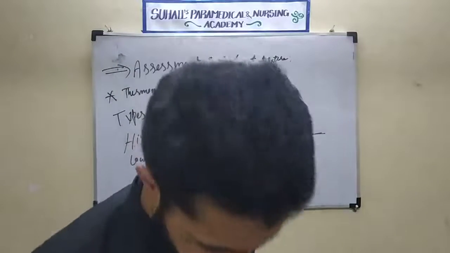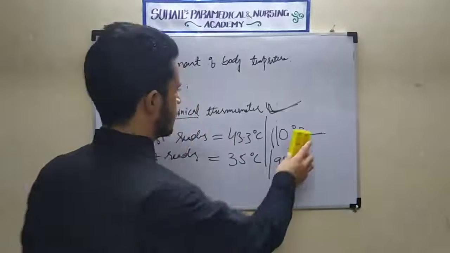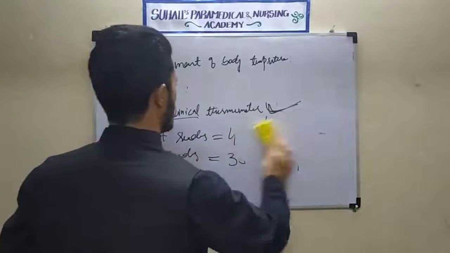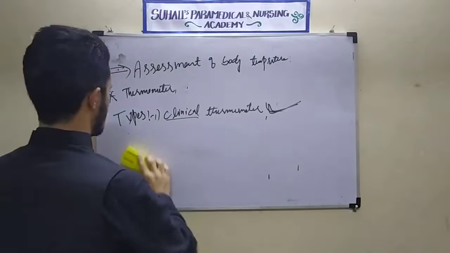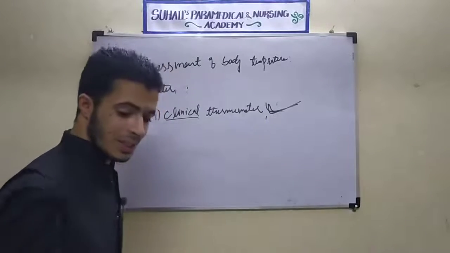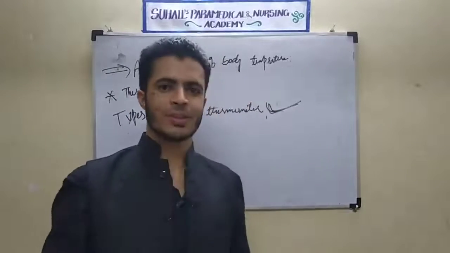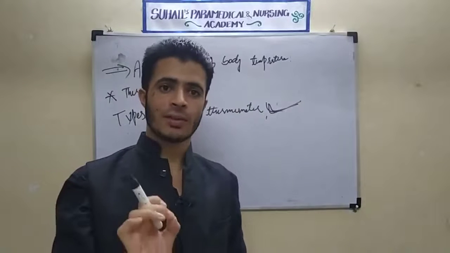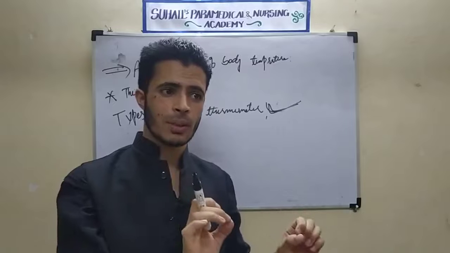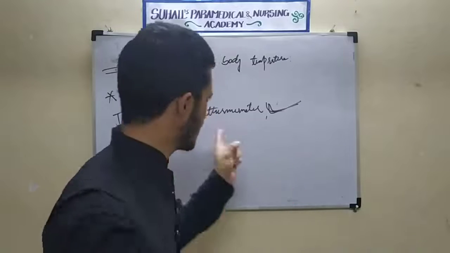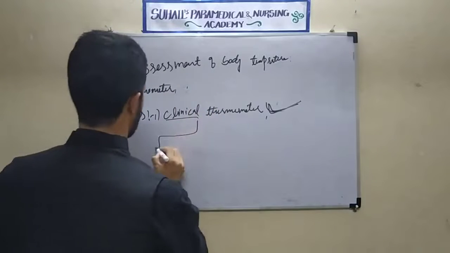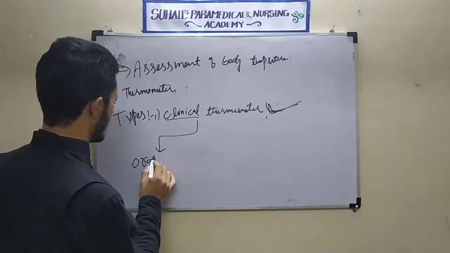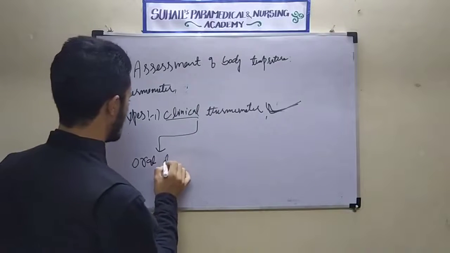Now I am going to explain the parts. This is the reading I told. Now I am going to explain what are the parts of clinical thermometer. Remember, clinical thermometer is also of two types. That will depend upon the parts and site that we are using. Where we are using this thermometer and what are its parts will decide the two types of clinical thermometer. One is the oral clinical thermometer.